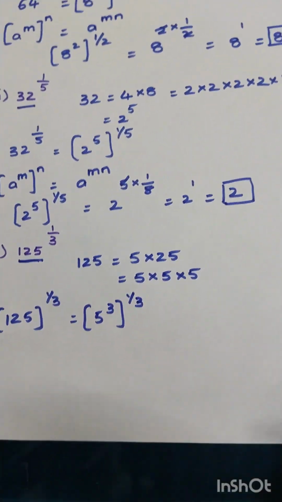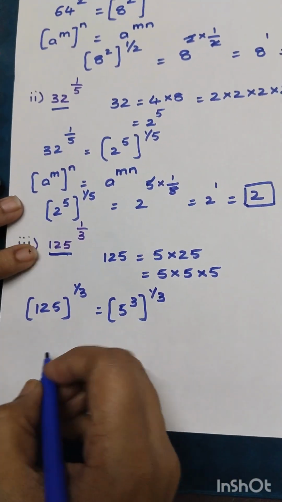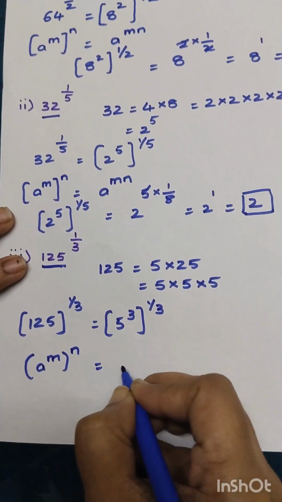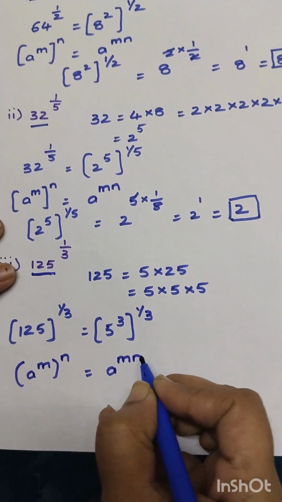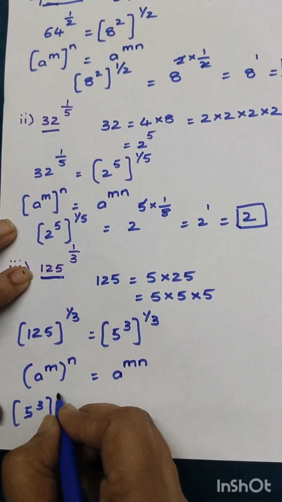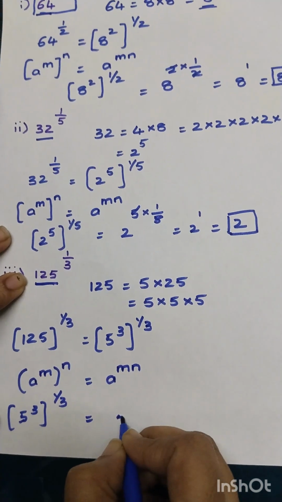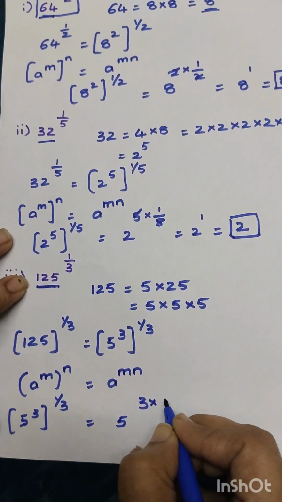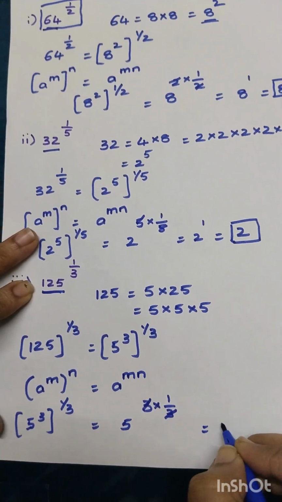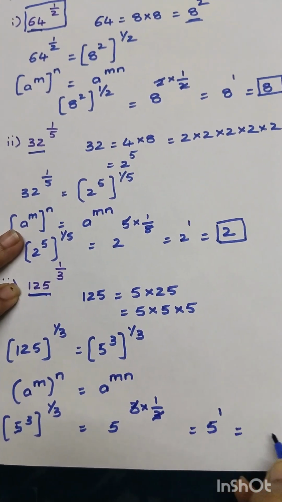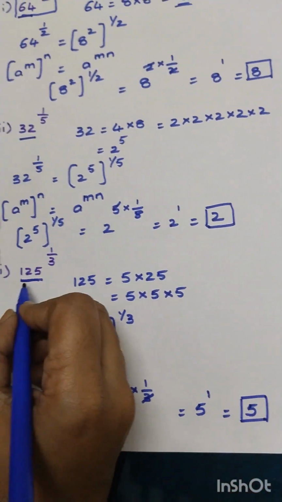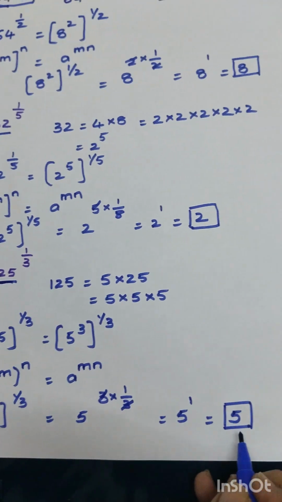Now let's recall the identities. Which identity will suit this? The a power m whole power n gives a power mn. So 5 power 3 whole power 1 by 3 gives us 5 power 3 into 1 by 3. Let's cancel the numerator and denominator. So what do we get? 5 power 1, that's equal to 5. This is the answer. So 125 power 1 by 3 gives 5.